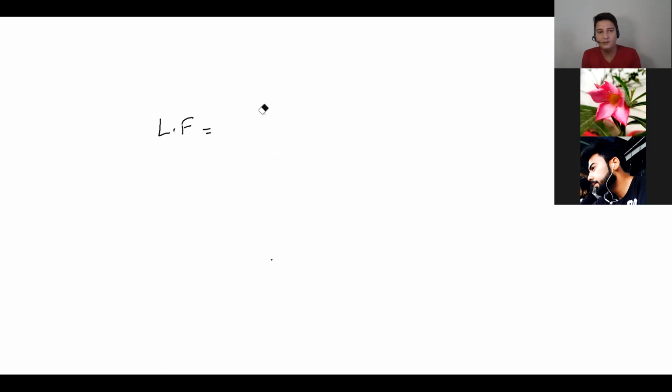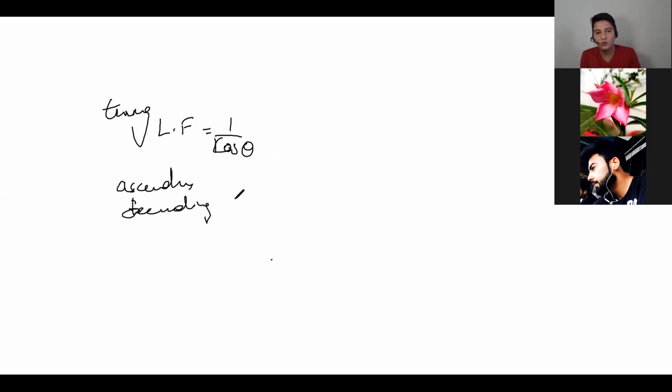Whereas in a turn, when we were turning, load factor formula became 1 upon cos theta. Now in ascending or descending scenarios, load factor will be simply cos theta. So load factor will be, in other words, simply less than 1. In the turn case, more than 1.